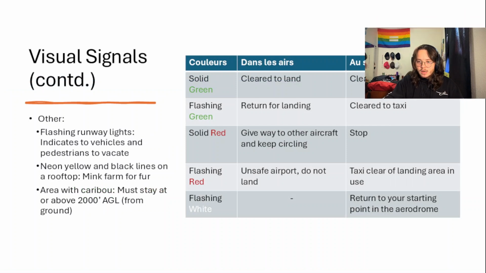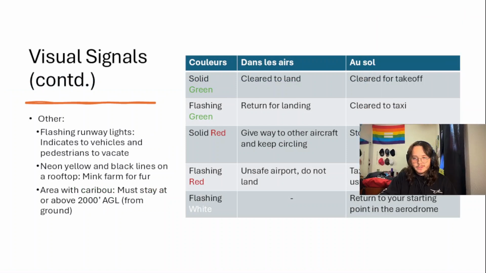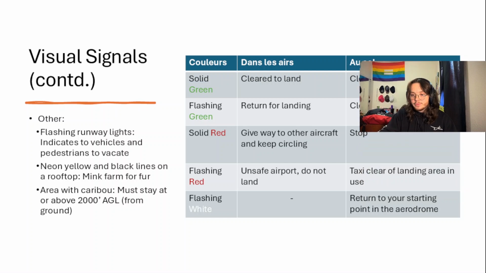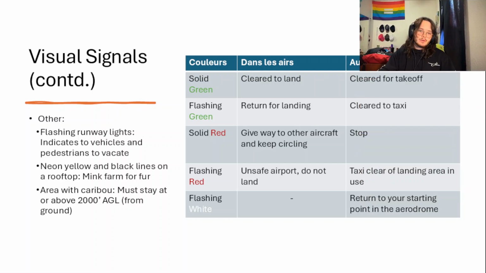My face here is covering the word. Oh, forgot to change that as well. Sorry, guys. On the ground. Sweet. So if it is solid green and you're in the air, that means clear to land. Remember, green is go, and solid is landing and takeoff. So if you're on the ground, solid green is clear for takeoff. If it is flashing green, that means return for landing in the air, and on the ground, flashing green is clear for taxi.